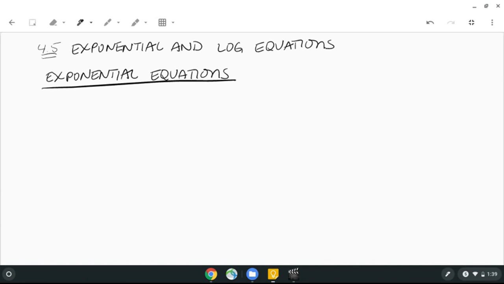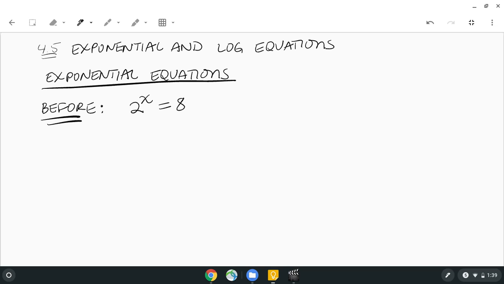Okay, so with exponential equations, let's start with something obvious first. So before, we had things like this where you had to determine what x is. And this is obvious because we're pretty familiar with powers of 2. And so we can see here that x would have to be equal to 3. Okay, so this one is obvious.